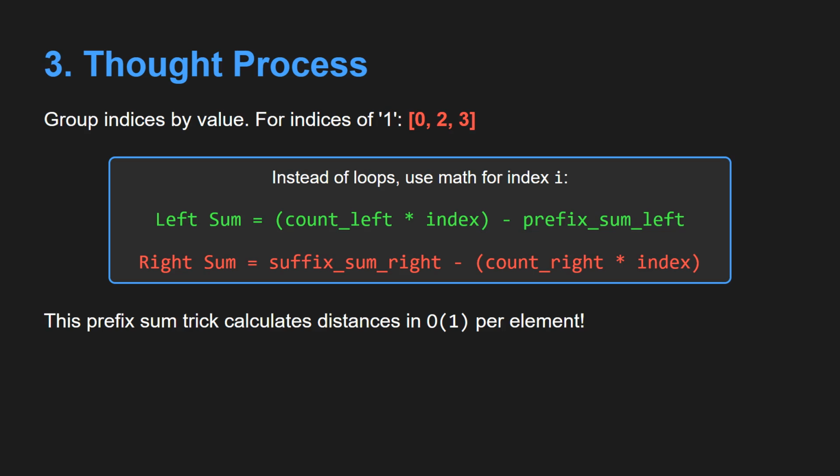For our thought process, we can first group all indices that have the same value using a hash map. For each list of indices, instead of comparing every pair, we can maintain a prefix sum. Suppose we are calculating the distance sum for an index at position k in the list. The sum of distances to elements on its left can be calculated by taking k times the current index minus the prefix sum of all previous.